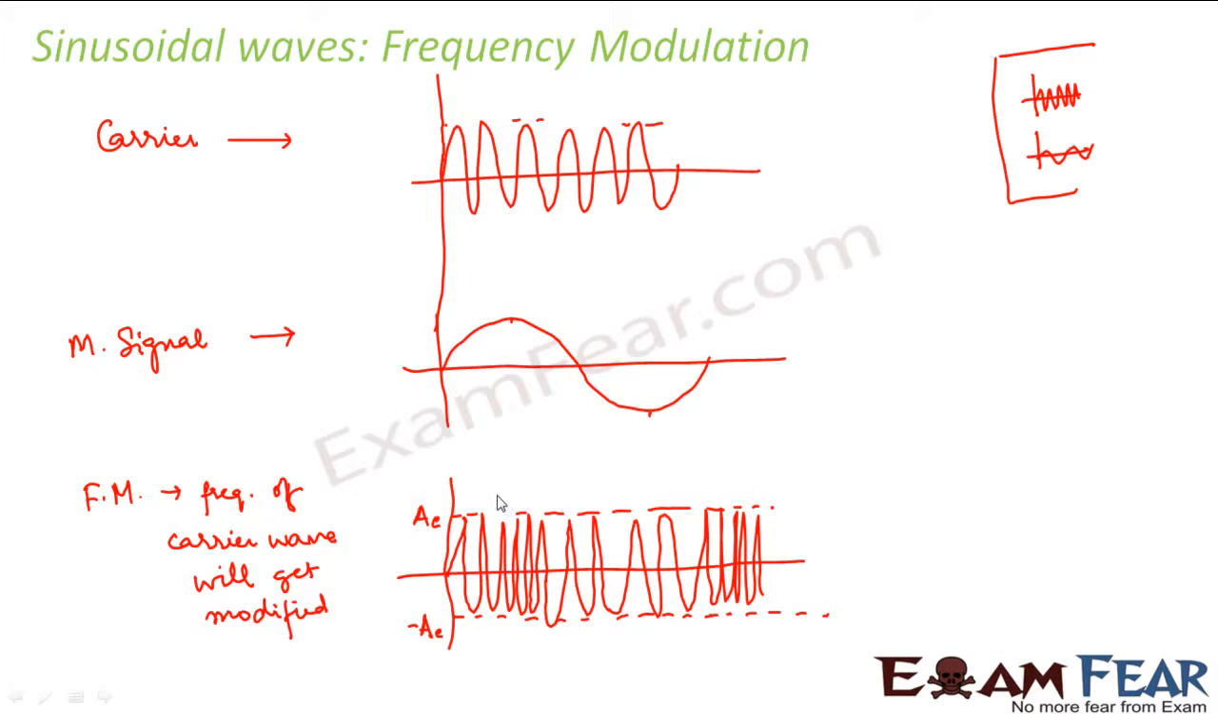So what do you see? Sometimes they are too close, sometimes they are too far. Again, sometimes they are too close. Again, a time will come when they'll be too far. So that means the frequency is changing, right? And how is the frequency changing? As per the message signal. So whenever the message signal is at a higher amplitude, the frequency will change. Again, when the message signal is at a lower amplitude, the frequency will change, right? So the frequency of the carrier wave is changing, and it is changing as per the message signal. So this is frequency modulation.